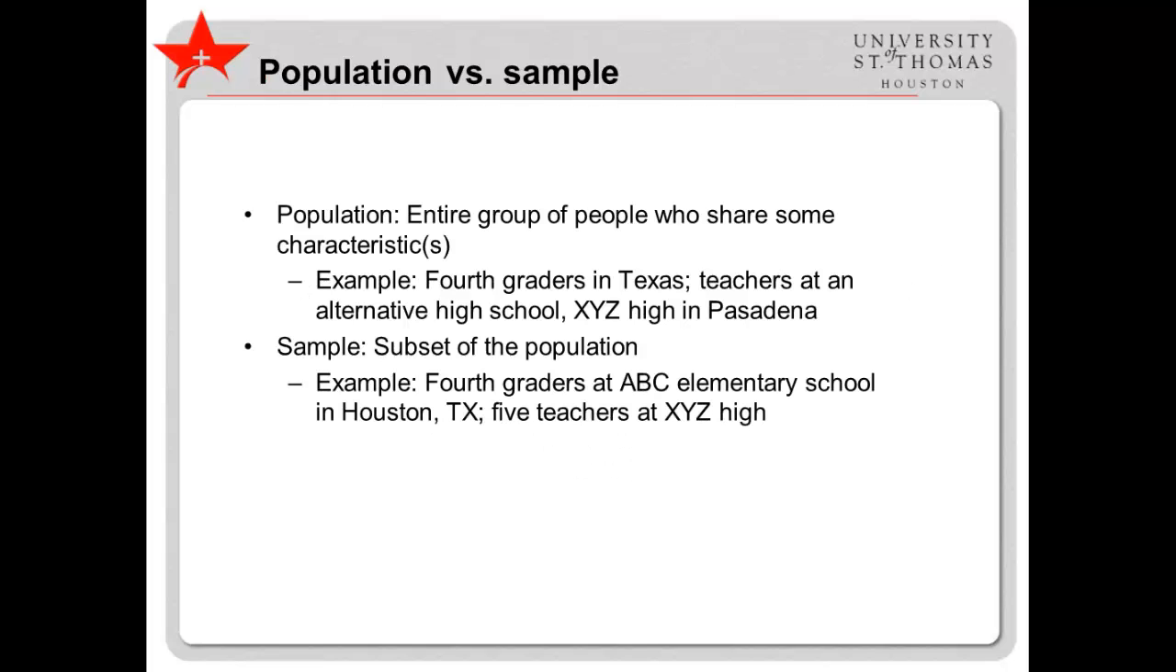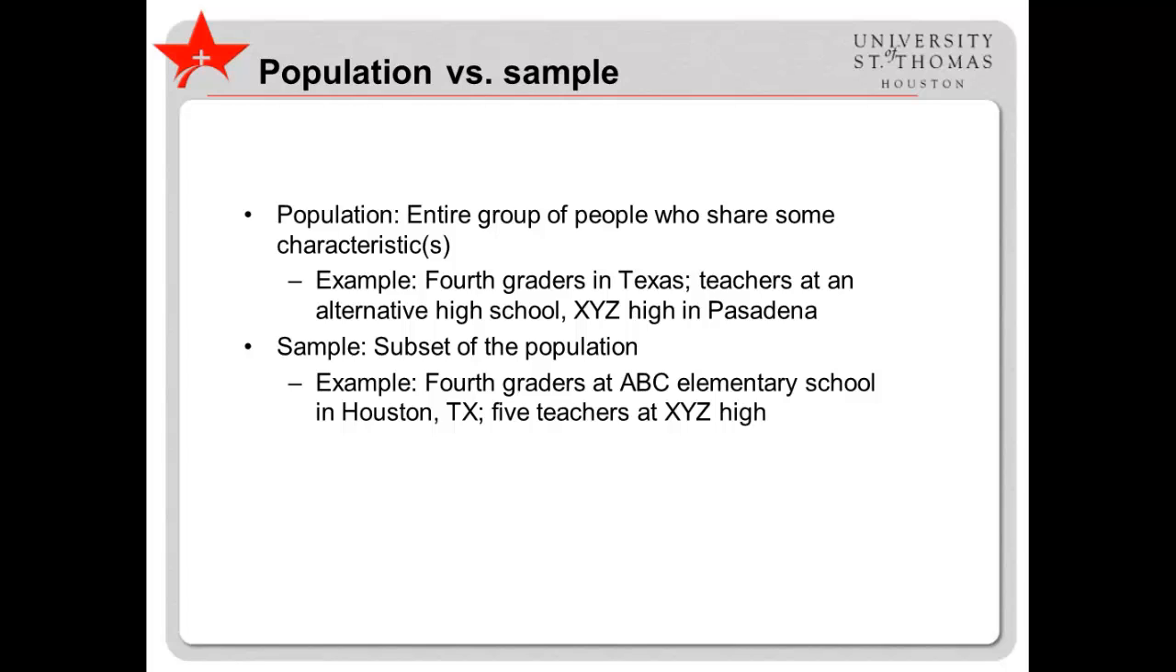Before we talk about sampling, we need to define what a sample is. First, let's define population. A population is an entire group of people who share some characteristics. For example, all fourth graders in Texas or all teachers at a specific alternative high school in Pasadena could be populations. Note that the size of the population doesn't really matter. What matters is that the population includes everyone who meets certain criteria.